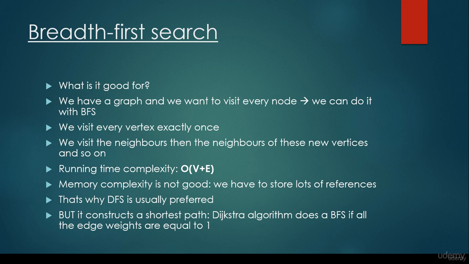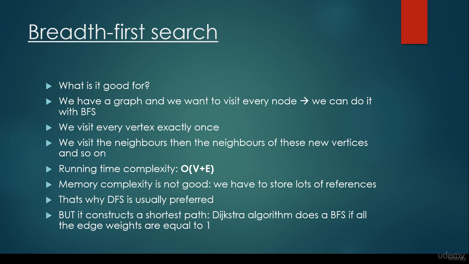For example, let's suppose that we have a graph and we want to visit every single node. Then we can do it with the help of breadth-first search. We are going to talk about depth-first search, the other famous graph traversal algorithm. So in breadth-first search, we visit every vertex exactly once. We visit the neighbors, then the neighbors of these new vertices, and so on.